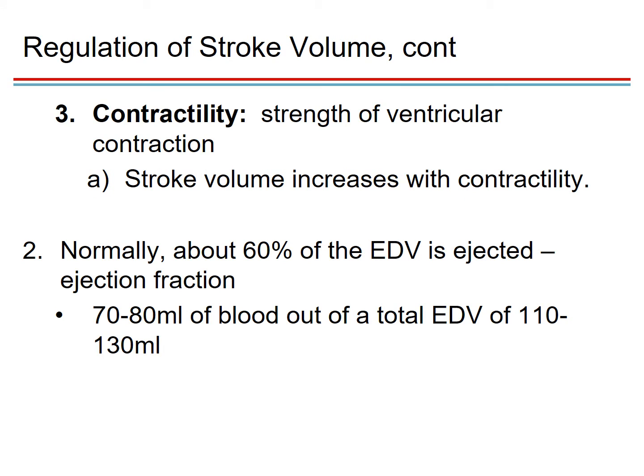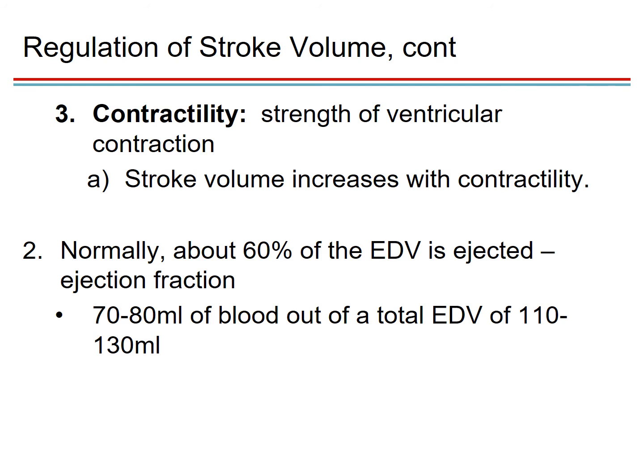The third factor that can regulate stroke volume is contractility. And so this is the strength of ventricular contraction. And so stroke volume is going to increase with contractility. And when ventricles contract more forcefully, this means that they pump more blood. And so the proportion of the end diastolic volume that is ejected against the afterload depends on the strength of the ventricular contraction. So all three are going to be related.